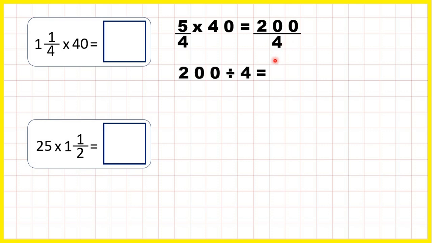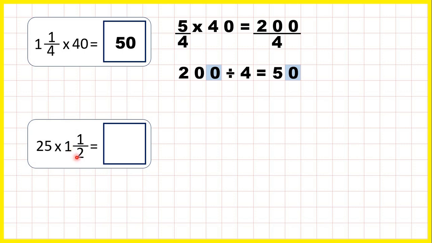4. Now 200 divided by 4 is 50, and we don't need to use short division for this, because 20 divided by 4 we know is 5, and then if there's one end zero in the dividend, there will be one end zero in the answer. So our answer is just 50. So sometimes when you multiply a mixed number by a whole number, you still get a whole number as your answer. Now 25 times 1 1/2.